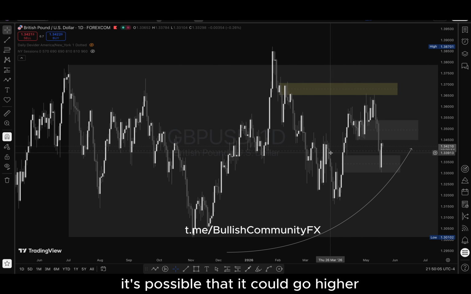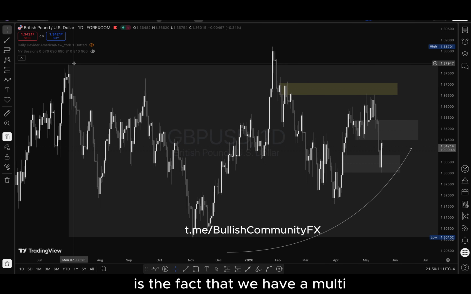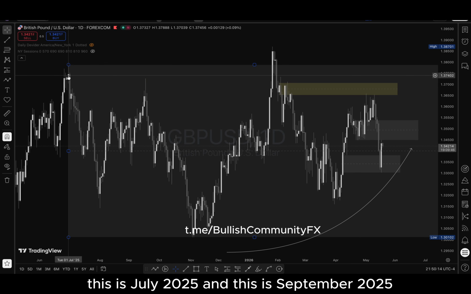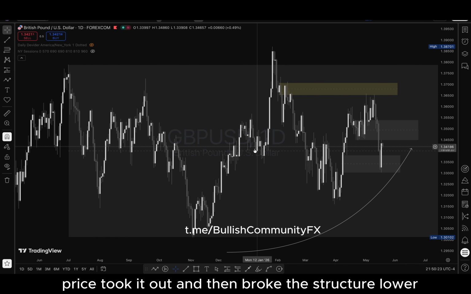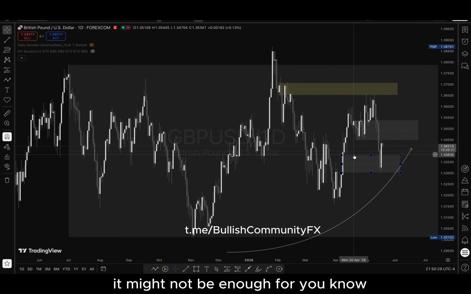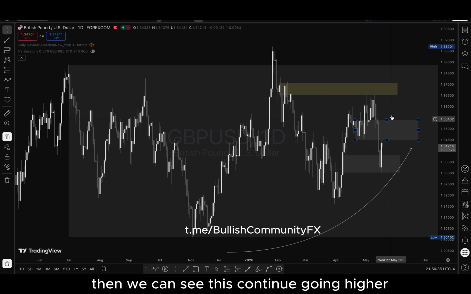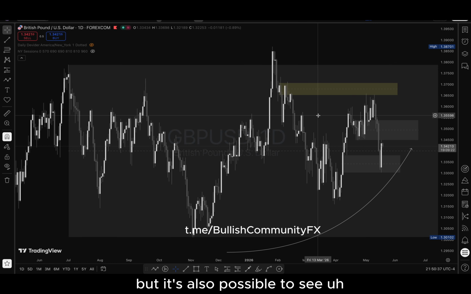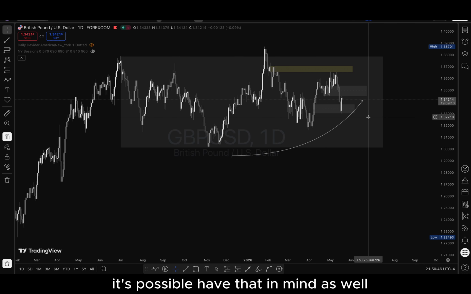It's possible that it could go higher. The only reason I'm paying attention to this a little bit more is the fact that we have a multi-month high here. This is July 2025, and this is September 2025. So this is a multi-month high. Price took it out and then broke the structure lower. This right here might not be enough for all this damage that was done here, unless it's a very fast market, then we can see this continue going higher. But it's also possible to see the range bound try to accumulate some more in here. It's possible. Have that in mind as well.